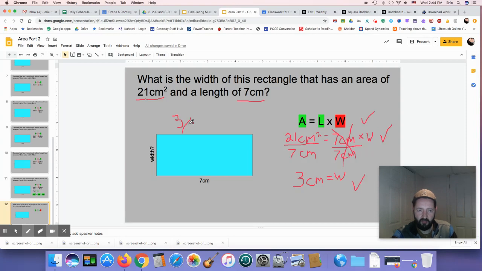And that's it for your lesson for today, guys. So congratulations. This week we have covered perimeter and area of rectangles, and that was the learning goal for the week.